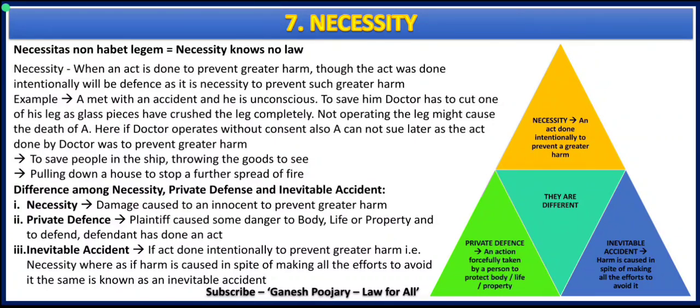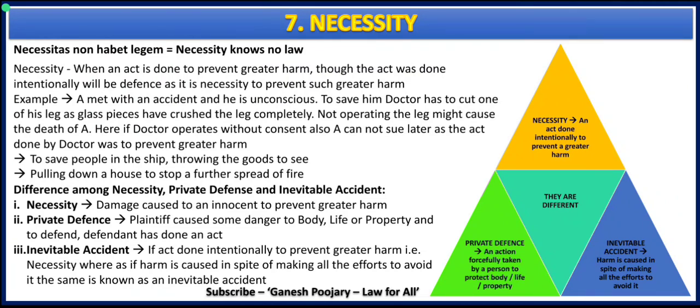Yes, I have already explained 3 illustrations which I have elaborated here also, and then we need to understand the difference between necessity, private defense and inevitable accident. Necessity is done to avoid or to prevent greater harm, whereas in private defense, the plaintiff has caused some danger to your body or your property, or someone else's body or property, and to avoid that, if you are doing something, that is private defense.